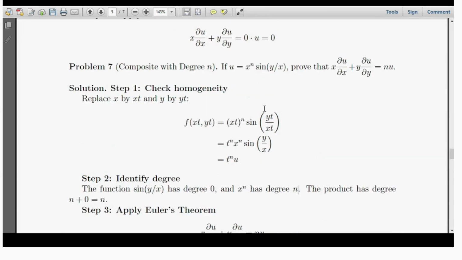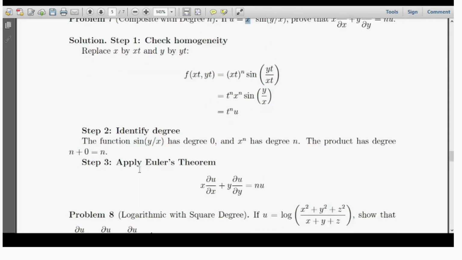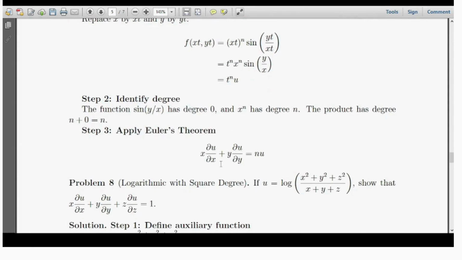This is of the form f of x, y into g of x, y, the product of f and g. Then degree of fg equals degree of f plus degree of g. Degree of f, x power n, is n, and degree of g is 0, therefore degree of fg equals n plus 0, which is n. By Euler's theorem, x dou u by dou x plus y dou u by dou y equal to nu.